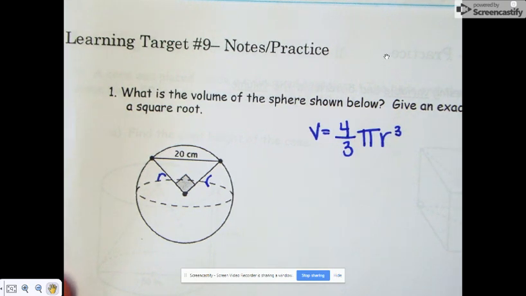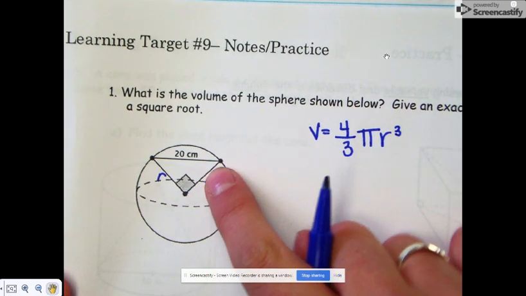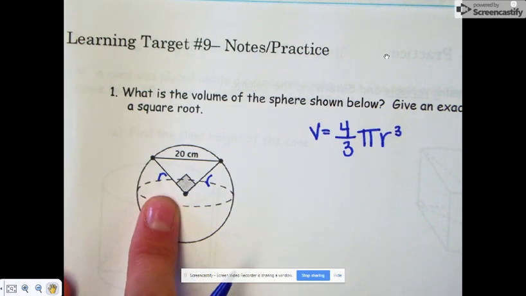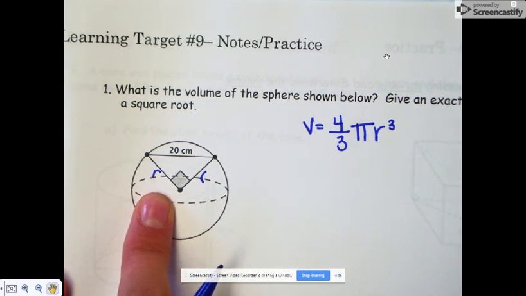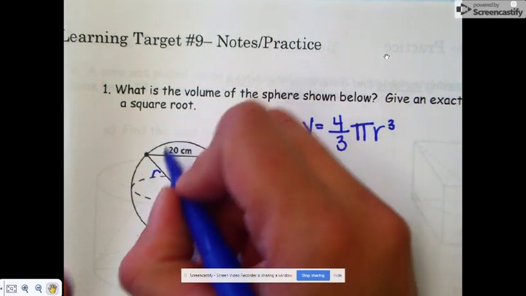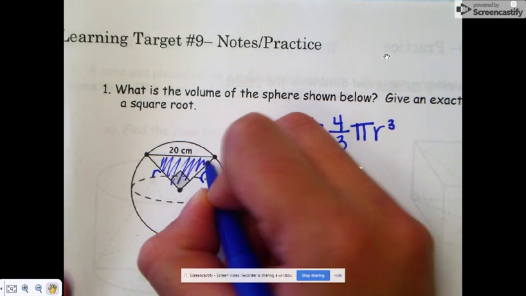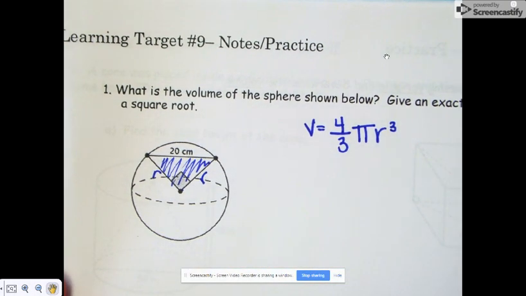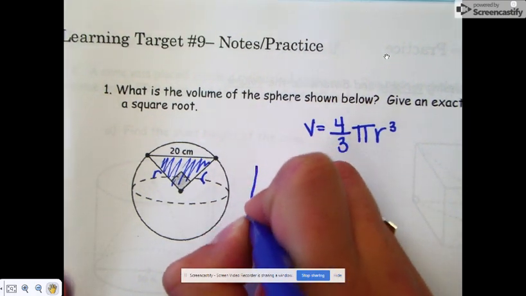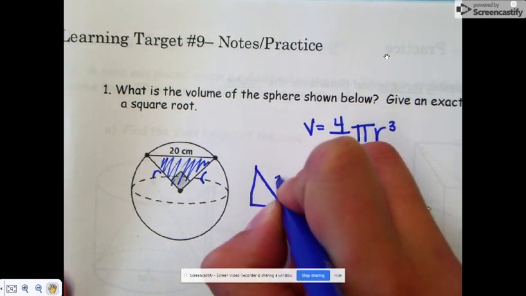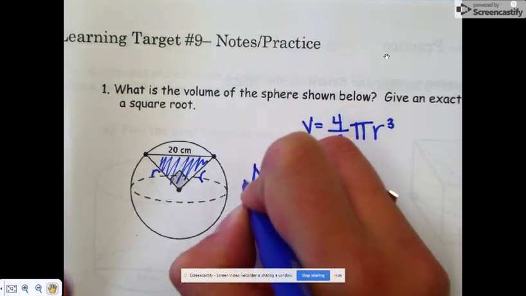Okay, but you notice this r and this r, those are both radiuses. So I have to use a hidden triangle in here, hint this one, in order to find my radius so I can find the volume. So I always recommend to draw that triangle out here so you can kind of see what's going to be A, what's going to be B.